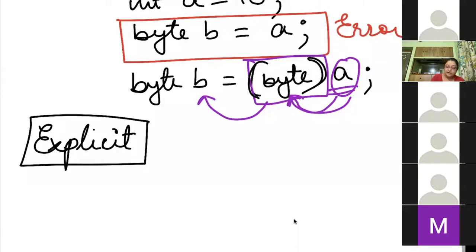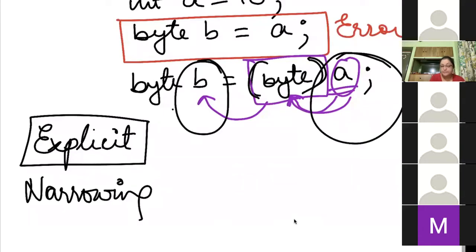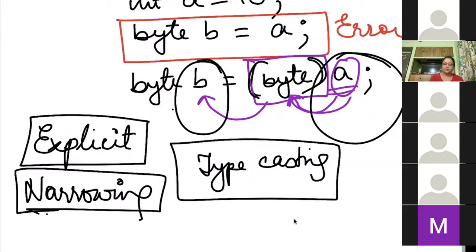So this typecasting is also known as your explicit conversion, or it is also known as narrowing. Narrowing again, why? Because from a larger data type integer, you are converting it into a smaller data type byte. So this is also known as narrowing. So explicit conversion, narrowing, and typecasting are the same thing.